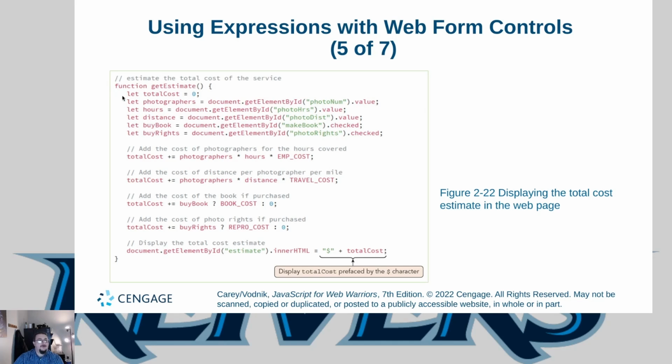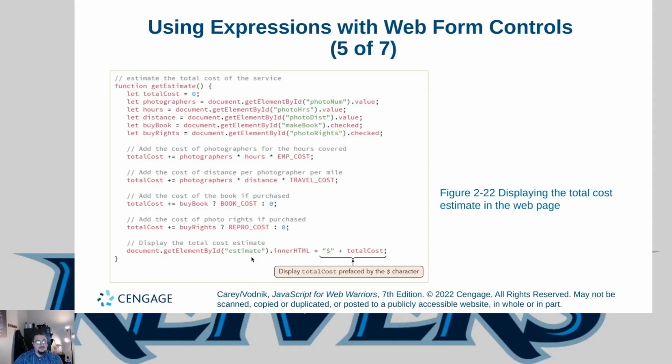Our getEstimate function is initially set to 0. We set this to whatever value is in our web page and whether or not these are checked. And then we go through and say, okay, how many employees and how long were they there? And we make that our total cost. And then we say, okay, how long were those photographers traveling? We add that to that total cost. Did they buy a book? Yes. Okay, then add the value of the book. Did they buy the rights? No? Okay, then we won't add that.